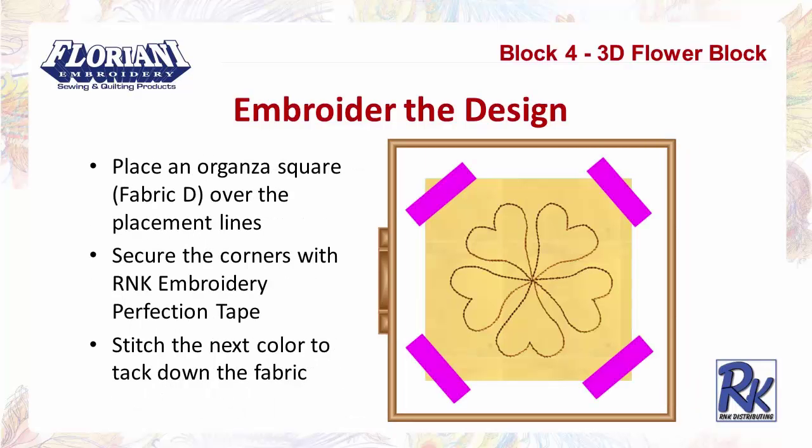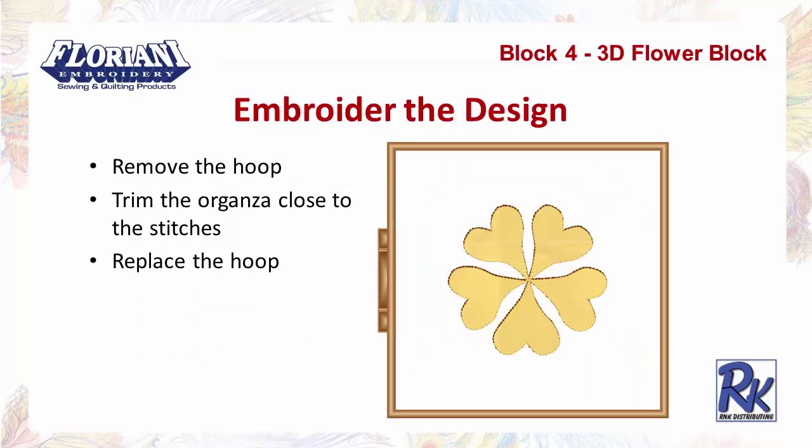Next you want to place an organza square, that's fabric D, over the placement lines and secure the corners with R&K Embroidery Perfection tape. Then you want to stitch out the next color to tack down the fabric. Next you want to remove the hoop from the machine and trim the organza as close as you can to the stitches, and then go ahead and replace the hoop in the machine.